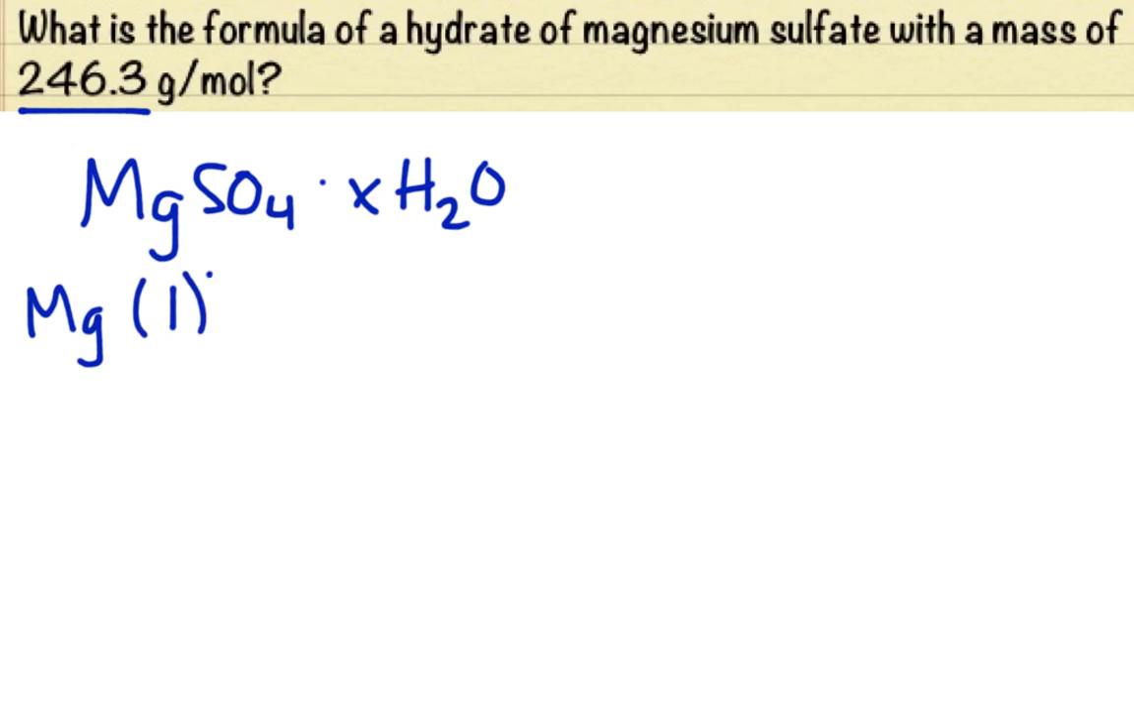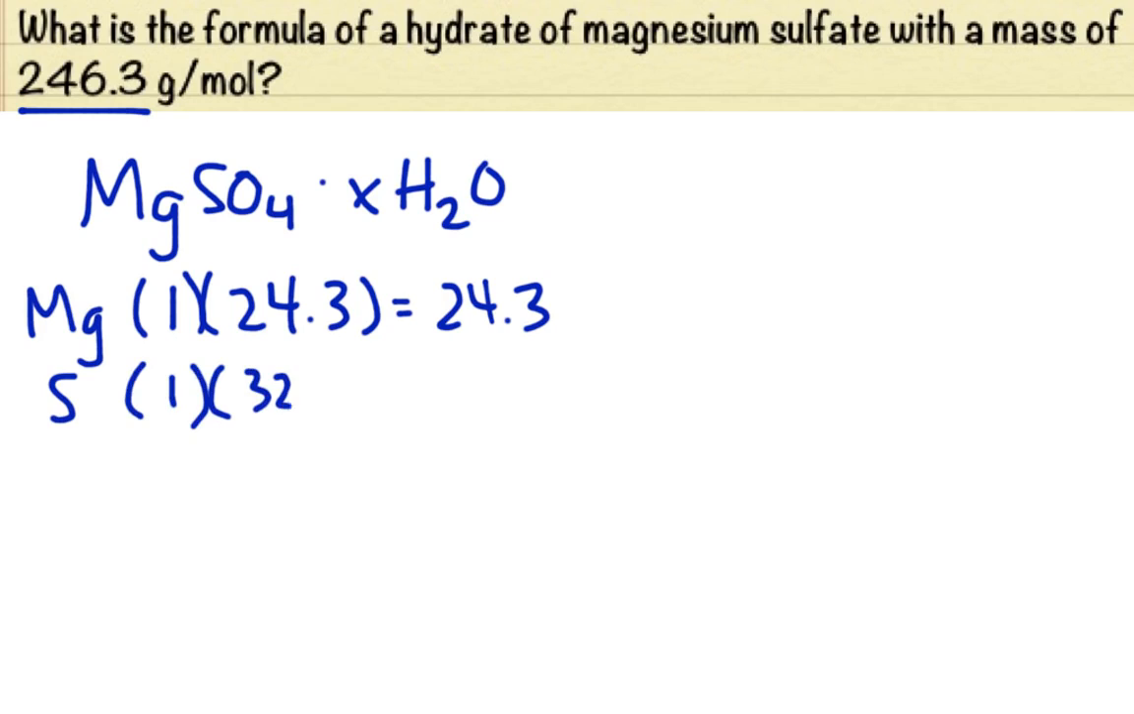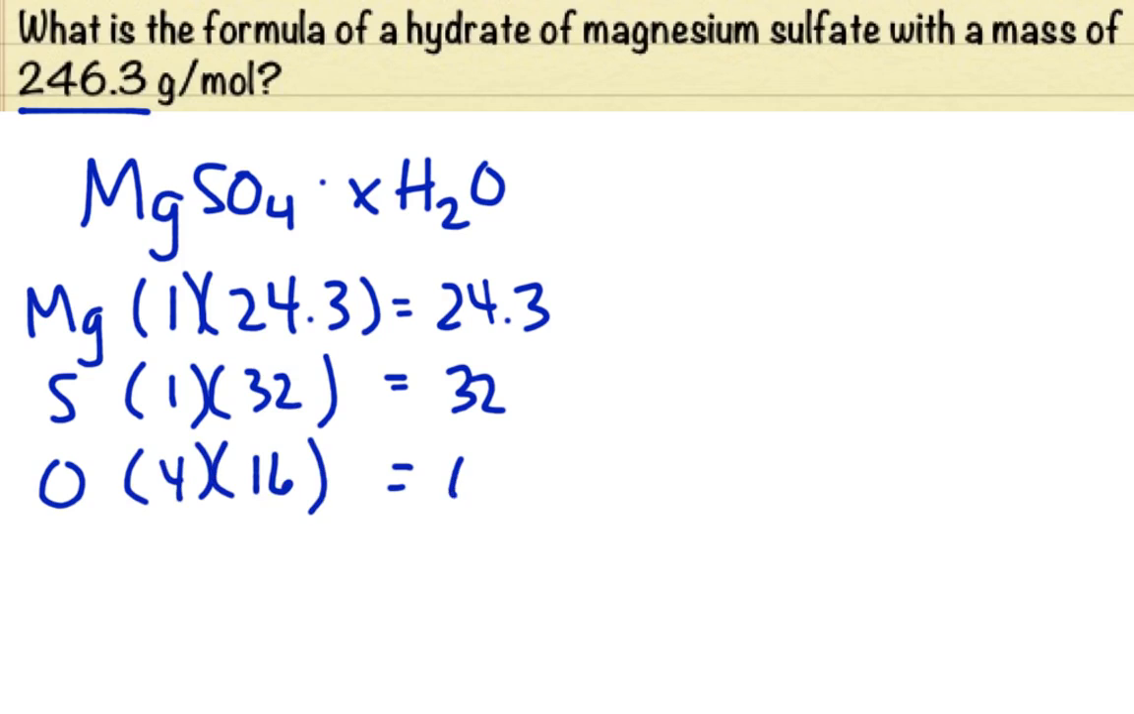Magnesium, I have 1 atom times 24.3. With sulfur, I have 1 atom times 32. And with oxygen, I have 4 atoms times 16 apiece. And that comes to 64. When I add all these values up, I come to a grand total of 120.3, which means that out of the entire molar mass of 246.3 grams per mole, 120.3 comes from the magnesium sulfate.